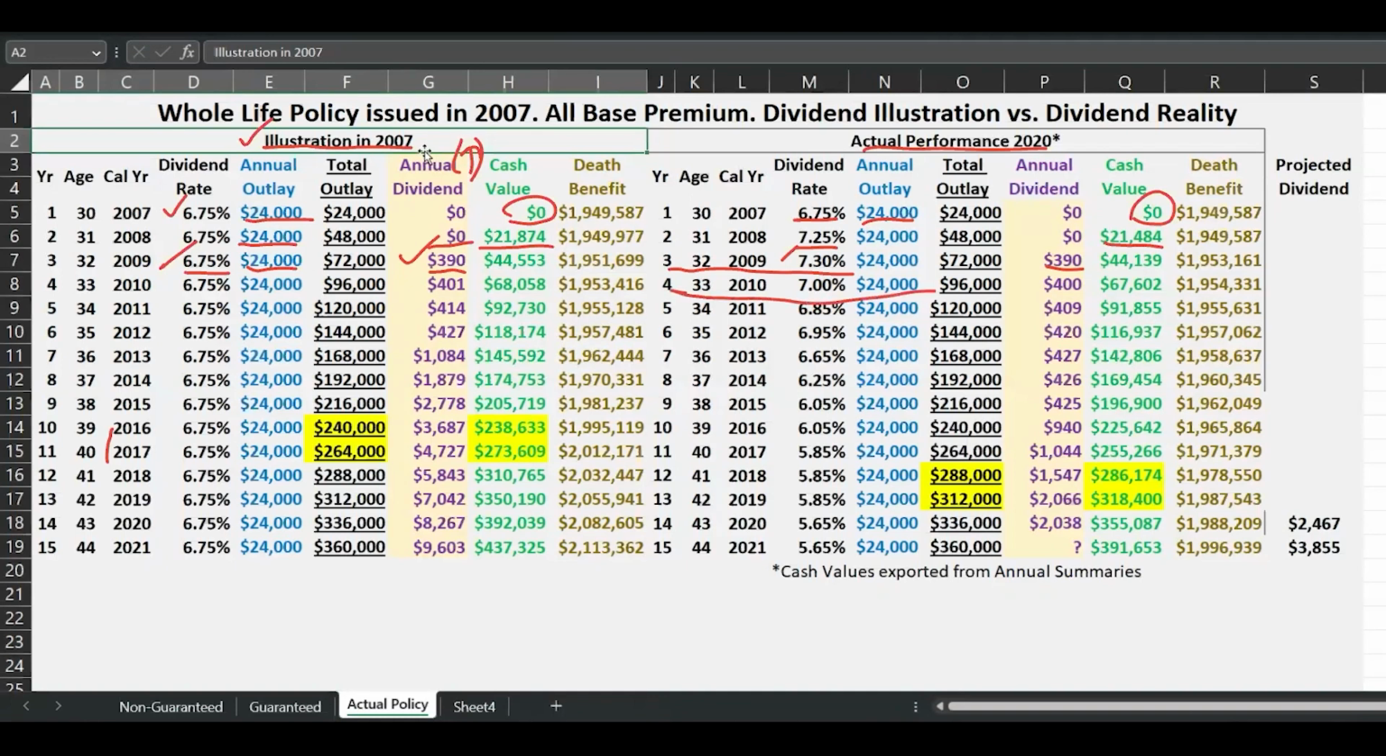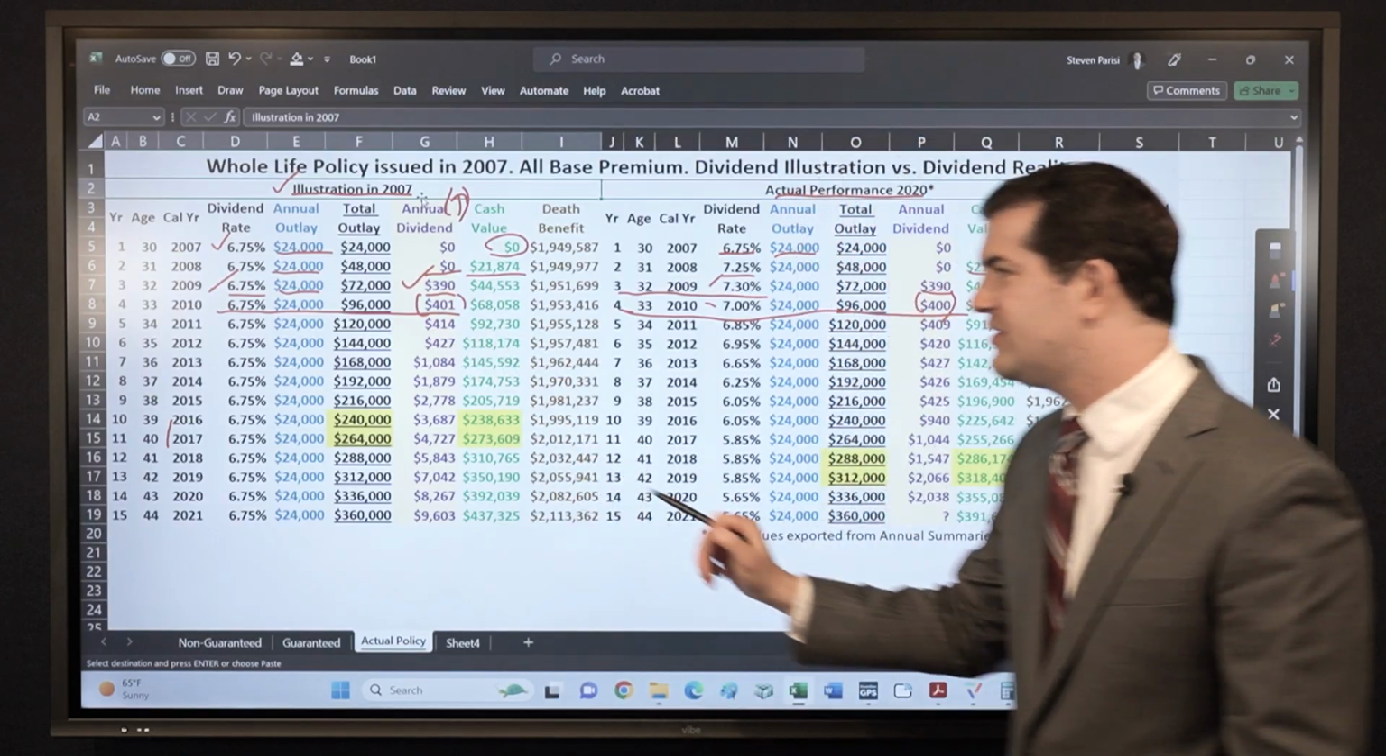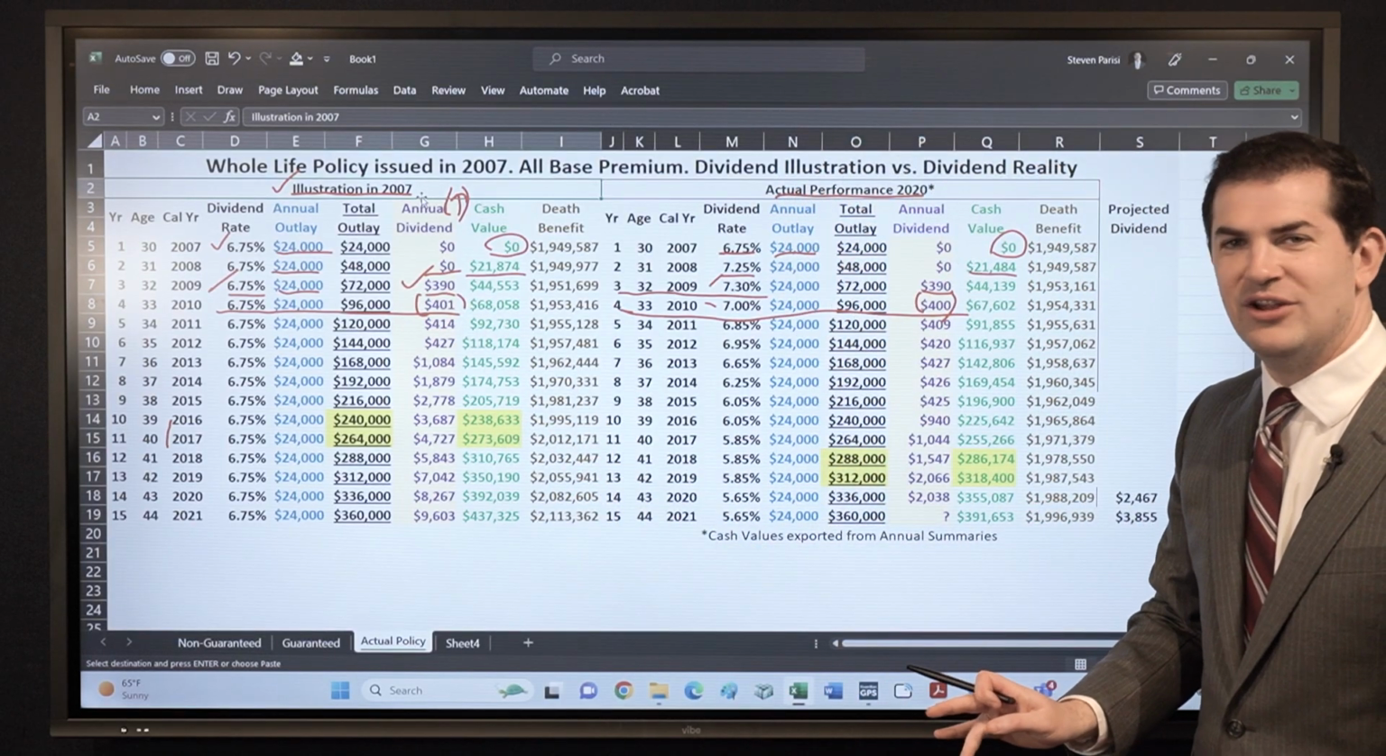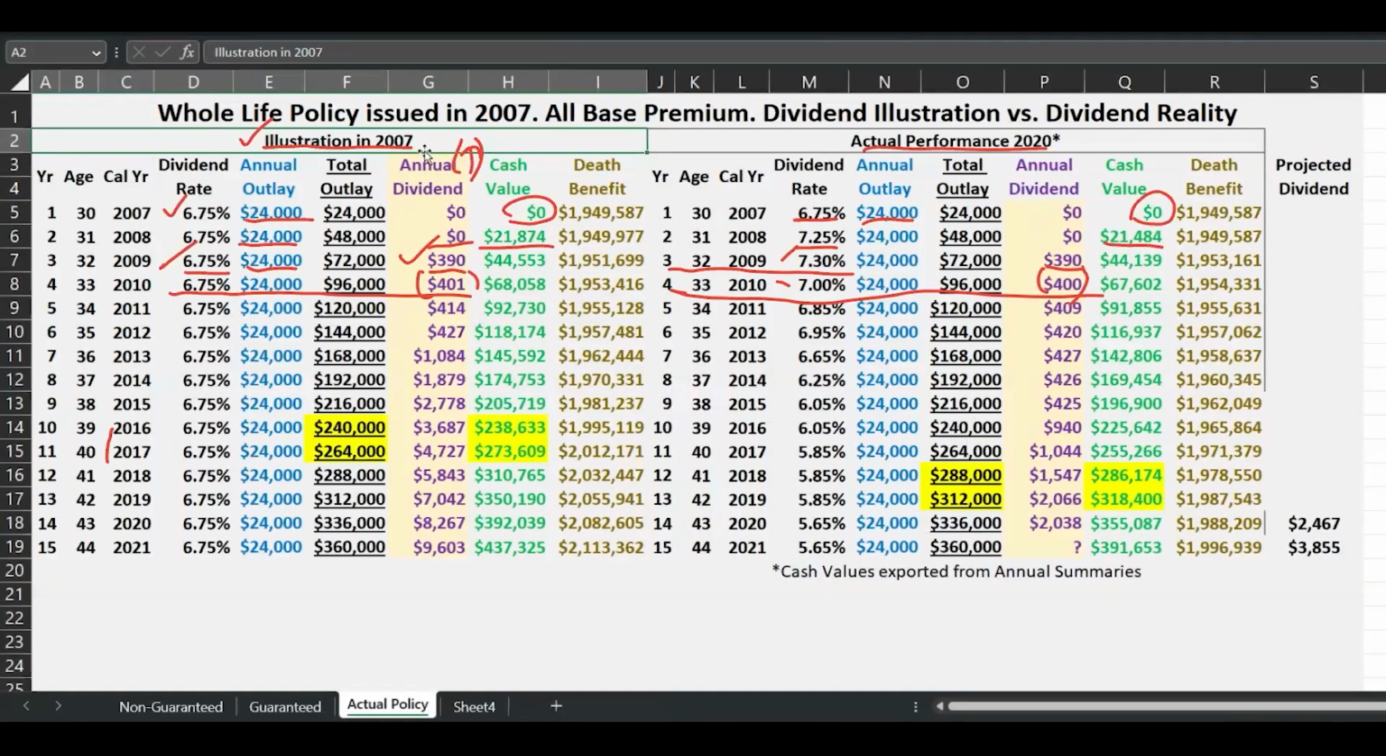Year 4, what do we see? Here's where it gets really interesting. The dividend is still higher. The actual dividend in year 4 is still higher than the original illustration, but the dividend payout is less, $1 less, but still it should not be less. It should be higher in this case when we look at it. What do we see? Stays low for quite some time, whereas that illustration really takes off.